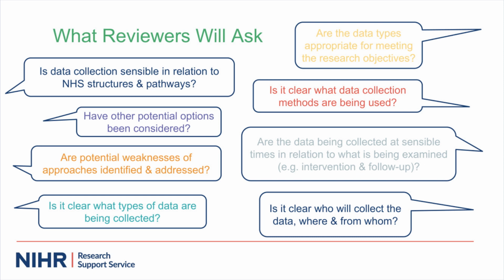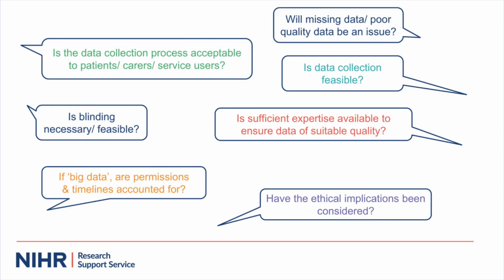Have other potential options been considered? So are you collecting the right sort of data? Are there other things that you can collect? Are potential weaknesses of approaches identified and addressed? So, how perfect is that variable? Is data collection feasible? Again, have ethical implications been considered? Will missing data or poor quality data be an issue? The first thing a reviewer will ask when they're looking at big data studies, for example.